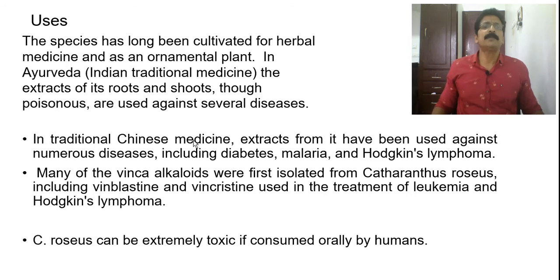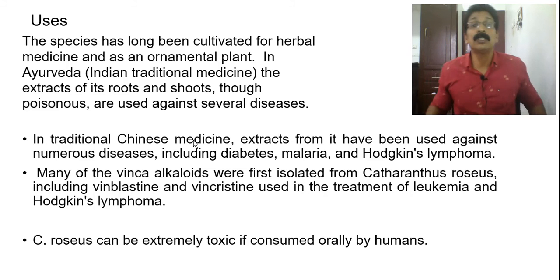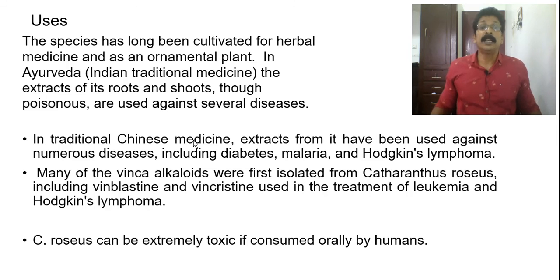Regarding the uses, the species has long been cultivated for herbal medicine and as an ornamental plant. In Ayurveda, Indian traditional medicine, the extract of its root and shoot, though poisonous, is used against several diseases. In traditional Chinese medicine, extracts from it have been used against numerous diseases including diabetes, malaria and Hodgkin's lymphoma. Hodgkin's lymphoma is a blood cancer, which is a very critical condition.